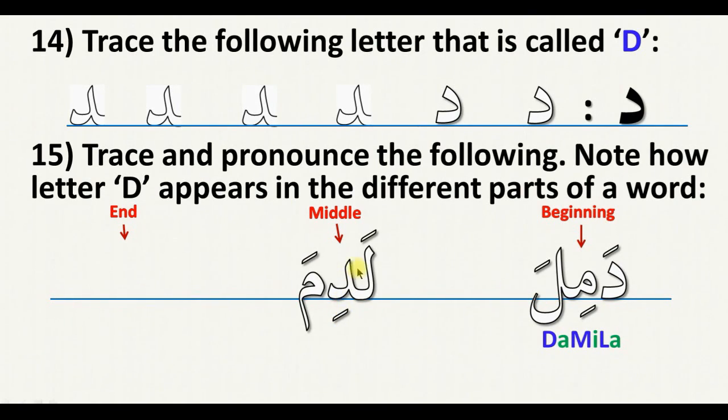Here is how D will appear in the middle of a word. And so we have L-A la, D-I di, M-A ma, Ladima. To begin writing Ladima, we start from here. L, D, M, vowels, Ladima.